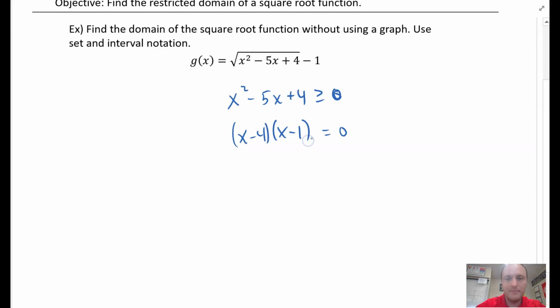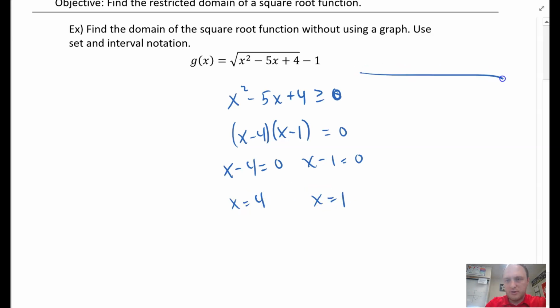x minus 1. Which means x minus 4 is equal to 0, x minus 1 is equal to 0, which means that x is equal to 4 or x is equal to 1. So here are our critical numbers, 1 and 4, and I want to pick a number in between these two to test.